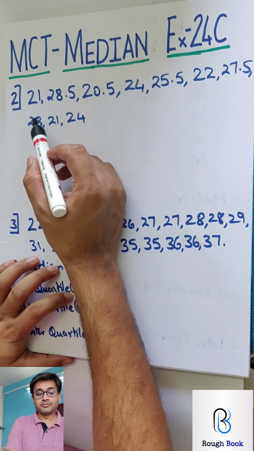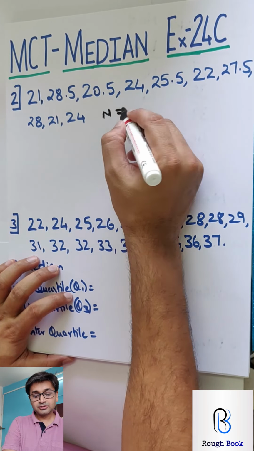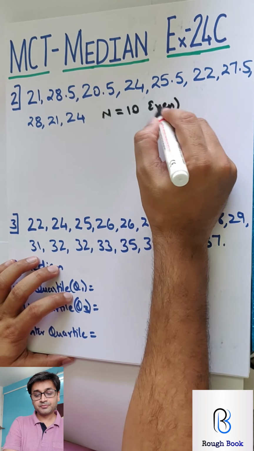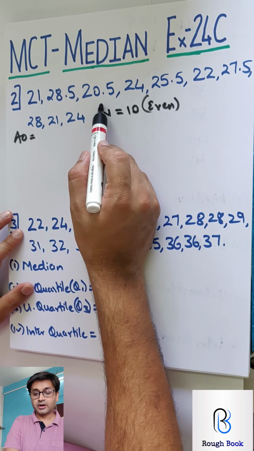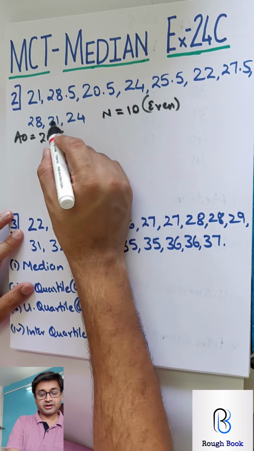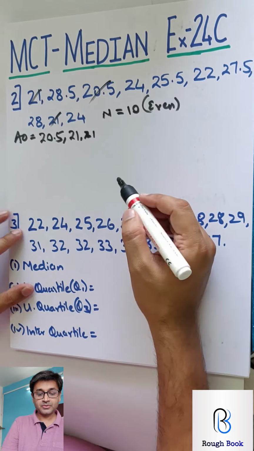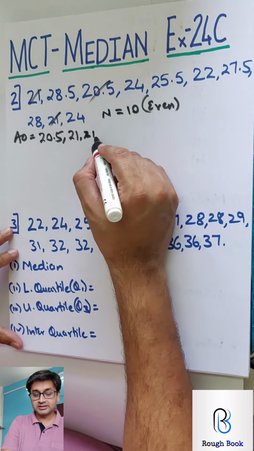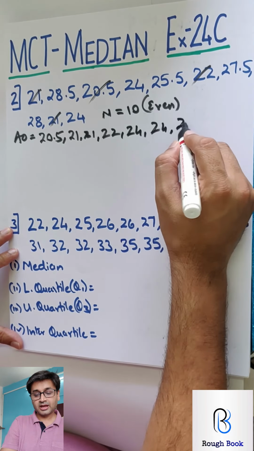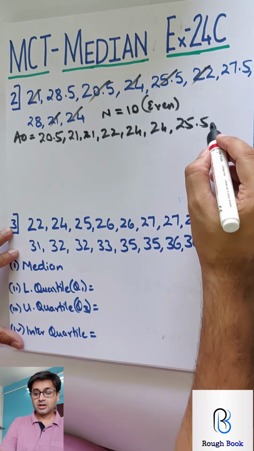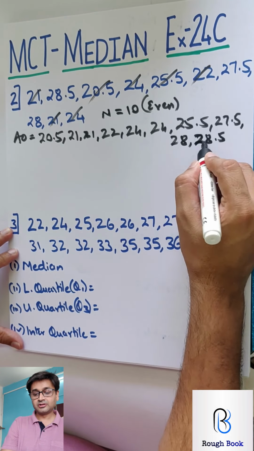Okay. So let's see how many number of terms are there. 1, 2, 3, 4, 5, 6, 7, 8, 9 and 10. So number of terms are 10, which is even. So first let's arrange it in the ascending order. Which is the lowest? I can see 20.5. 21 is the next one. Again 21 two times. Then the next one is 22. Following is 24 two times. And then 25.5, 27.5, 28 and 28.5. So that's the arrangement.